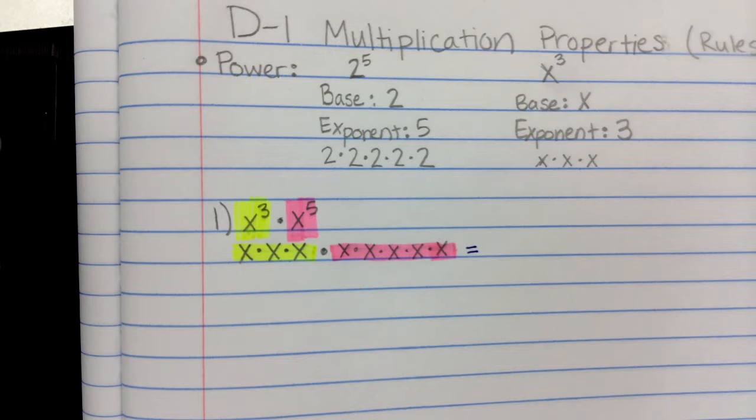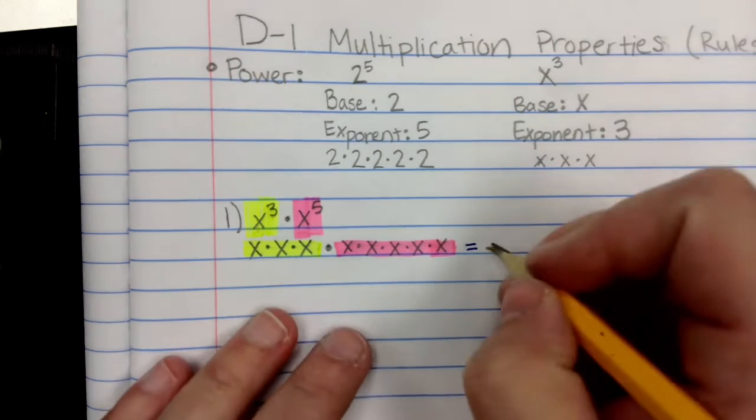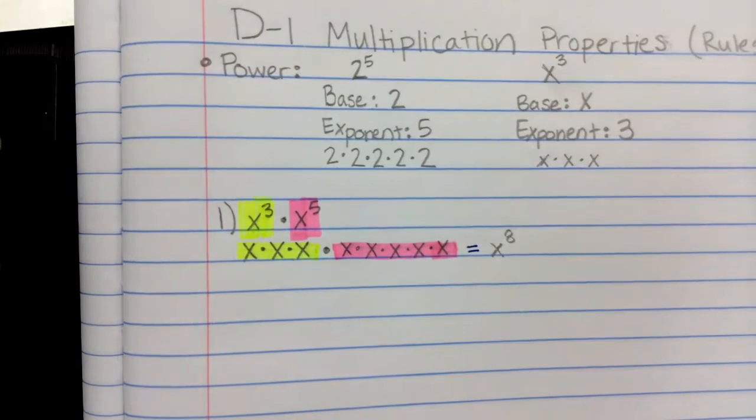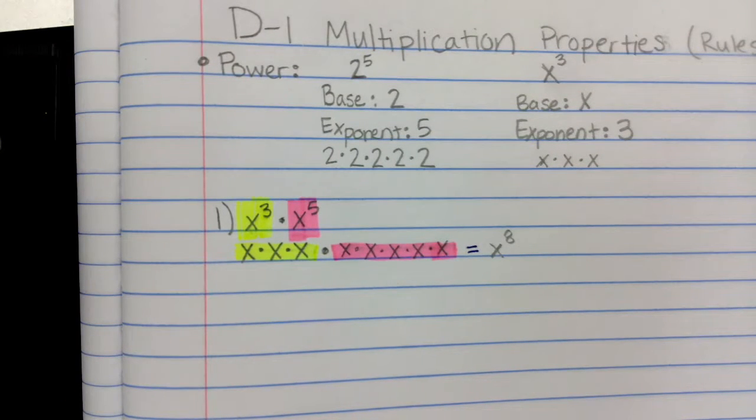So because the base is the same, we can write it as an exponent. What is the base going to be? X. And what is the exponent going to be? 8. So we're going to write that equals x to the 8th. For that problem, yeah. I mean, that's the start.